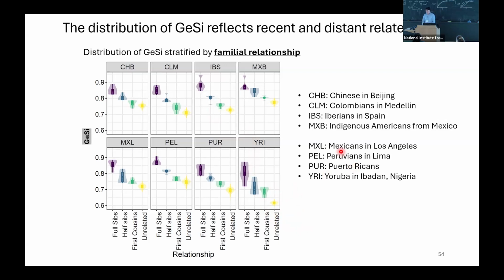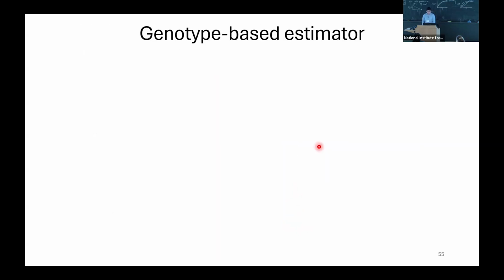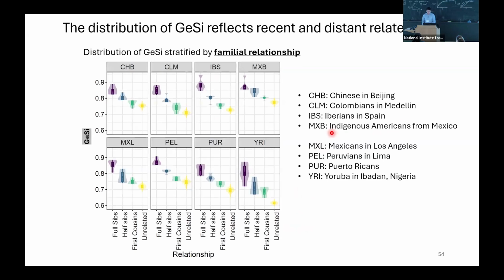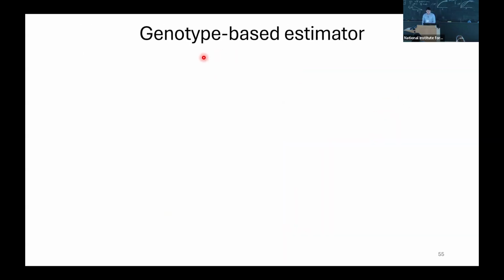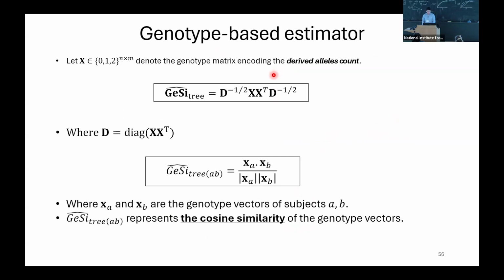So yes, it's reflecting both distant and recent relatedness. However, most of the time we do not know the true genealogy of a sample, and it's very hard to estimate, especially when we have a mixture, and it's also very computationally demanding. But I derive a genotype-based estimator. Basically, the genotype-based estimator I prove is that the cosine similarity of the genotype vectors is an estimator of the GC coefficient based on the time parameters.